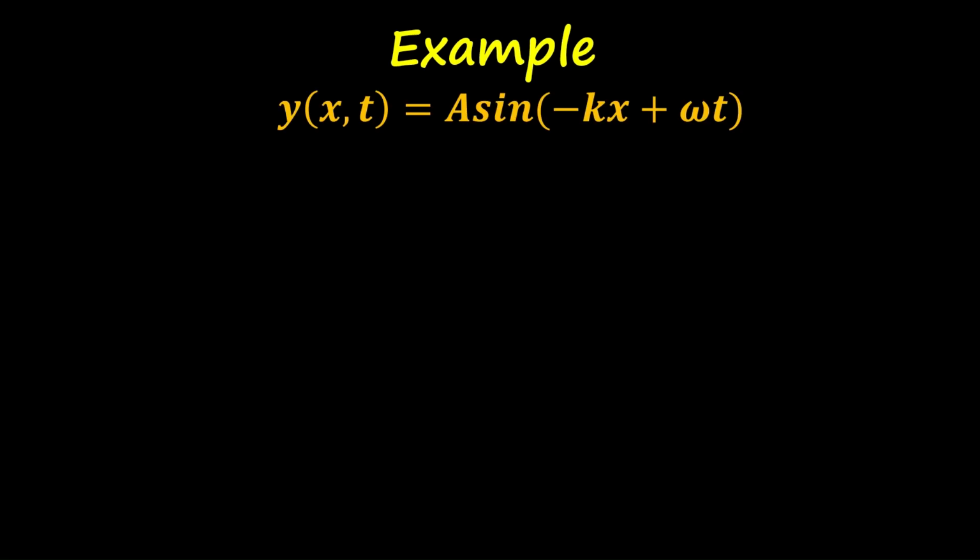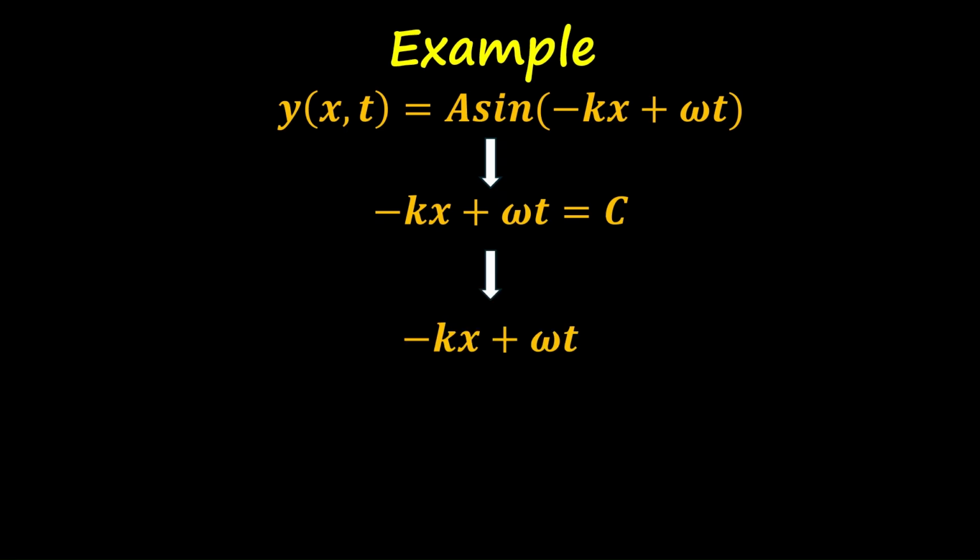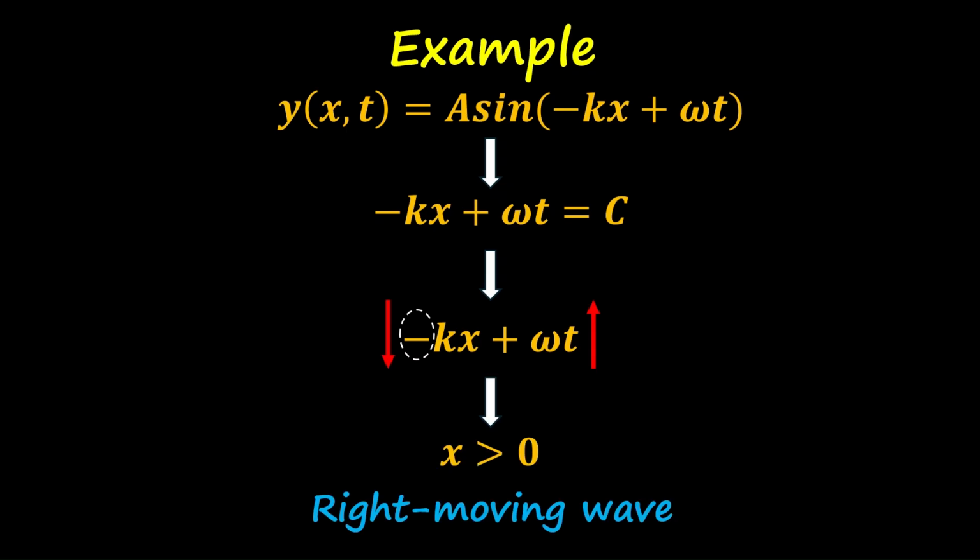Let us take another example. Let's say the wave equation is given like this. So let's take out the phase part, and it has to be constant, so I'm denoting it by c. So this, minus kx plus omega t. As time goes, the omega t factor will be increasing, so this minus kx has to decrease. Since minus is already there and k is positive, x has to be positive. So it's a right moving wave.